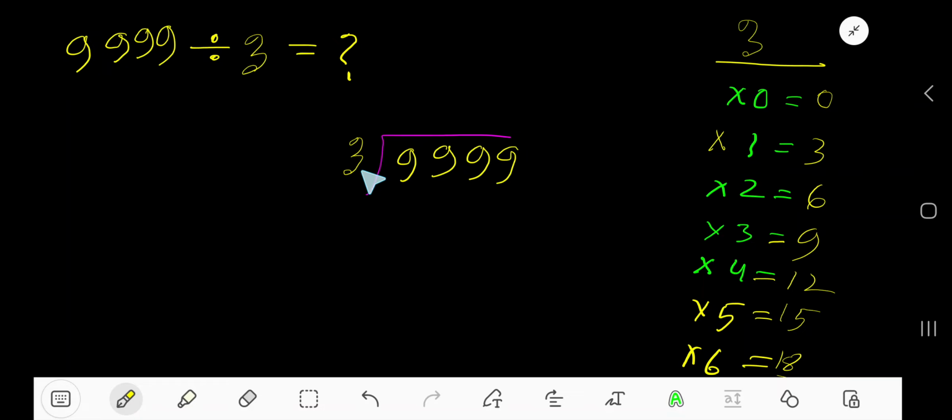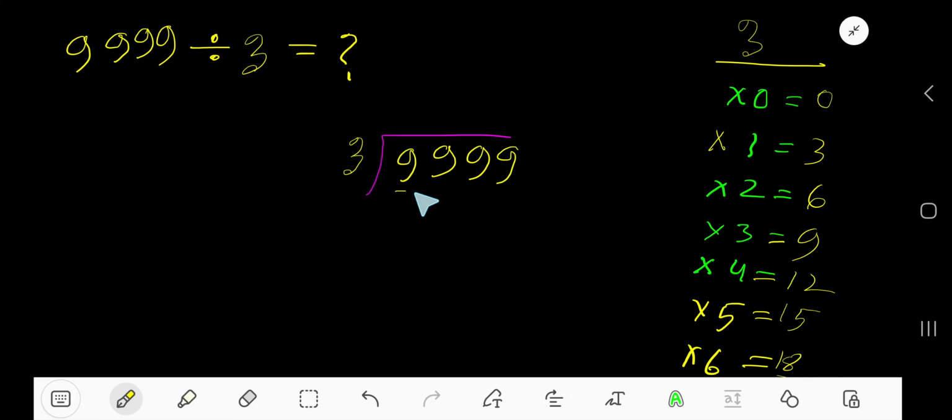9,999 divided by 3. Here 3 is a divisor, so we need the multiplication table of 3. 3 times 0 is 0, 3 times 1 is 3, 3 times 2 is 6, 3 times 3 is 9, 3 times 4 is 12. To find the multiplication table of 3 easily, just add 3 to the previous step. 0 plus 3 is 3, 3 plus 3 is 6, 6 plus 3 is 9, 9 plus 3 is 12, 12 plus 3 is 15.